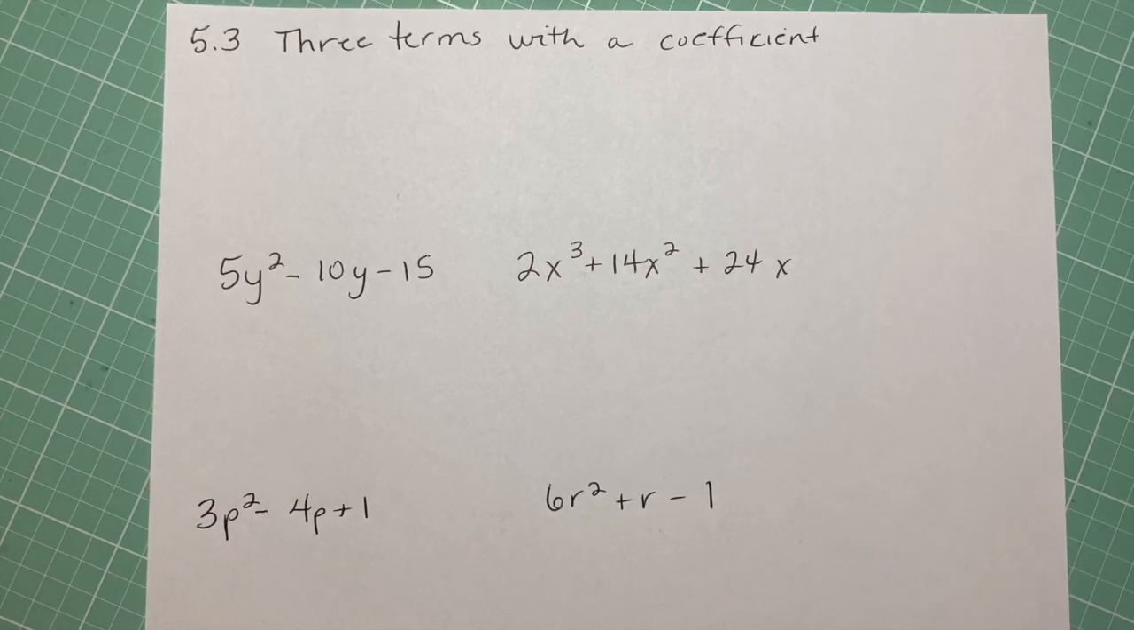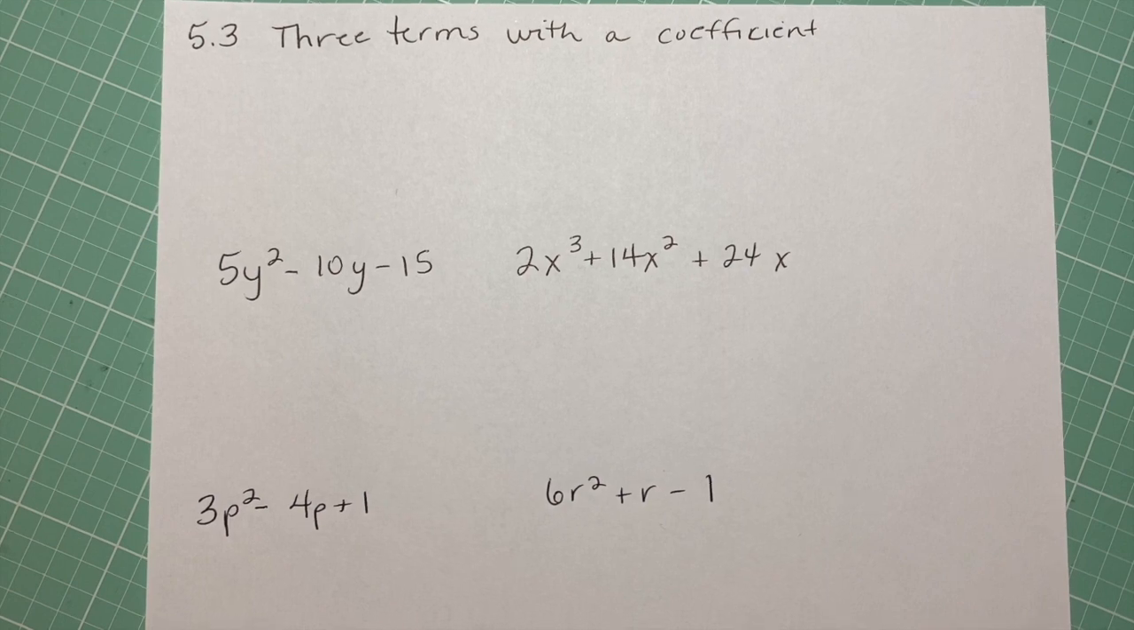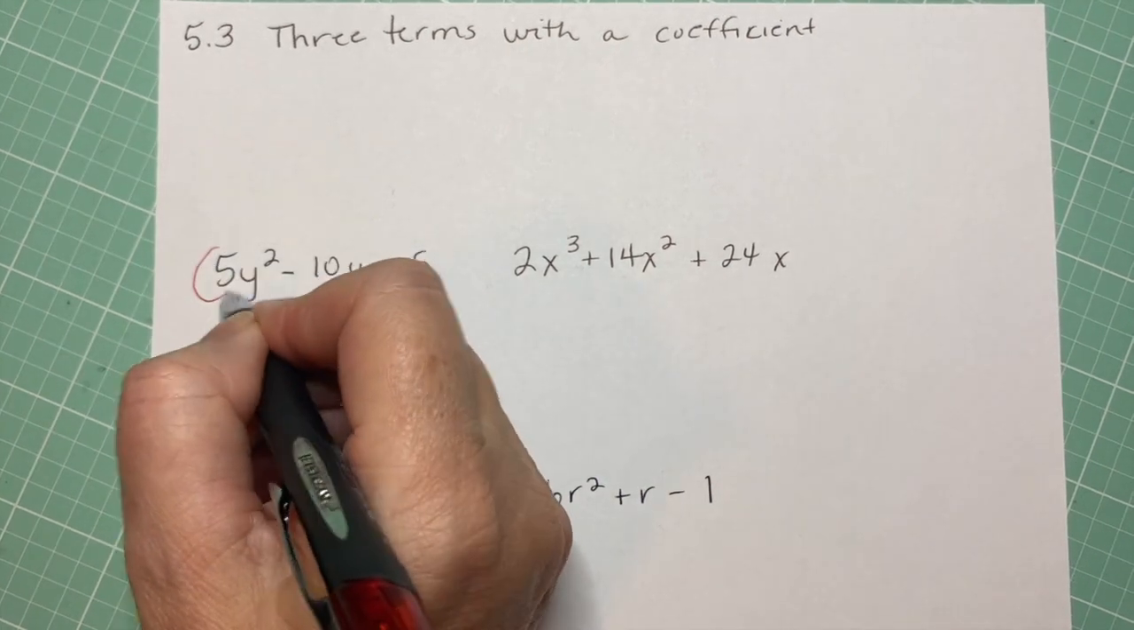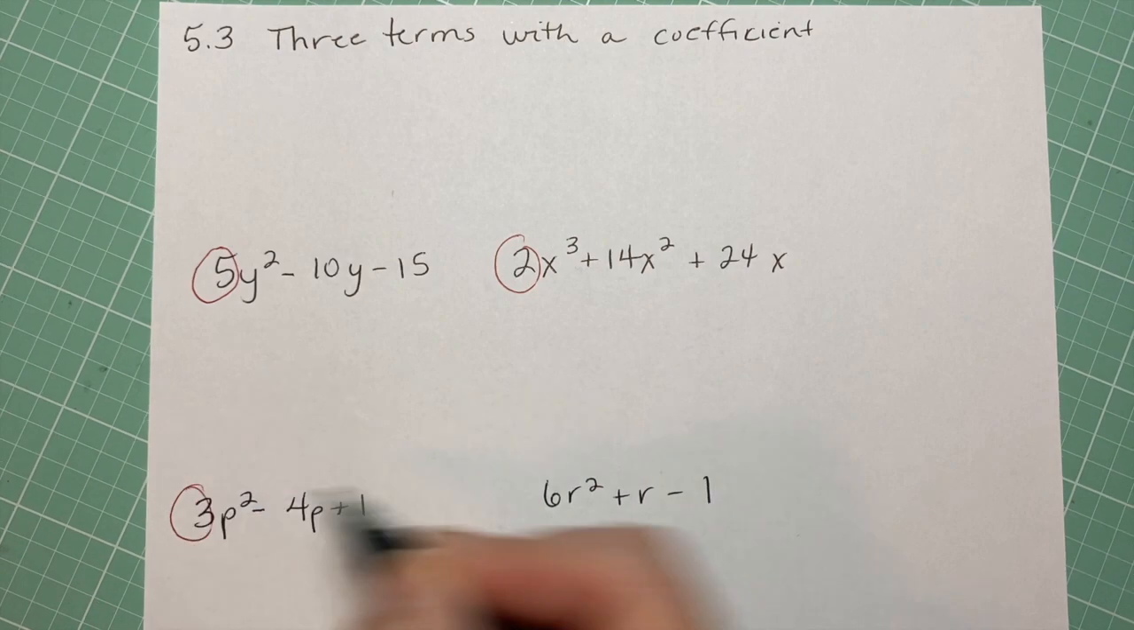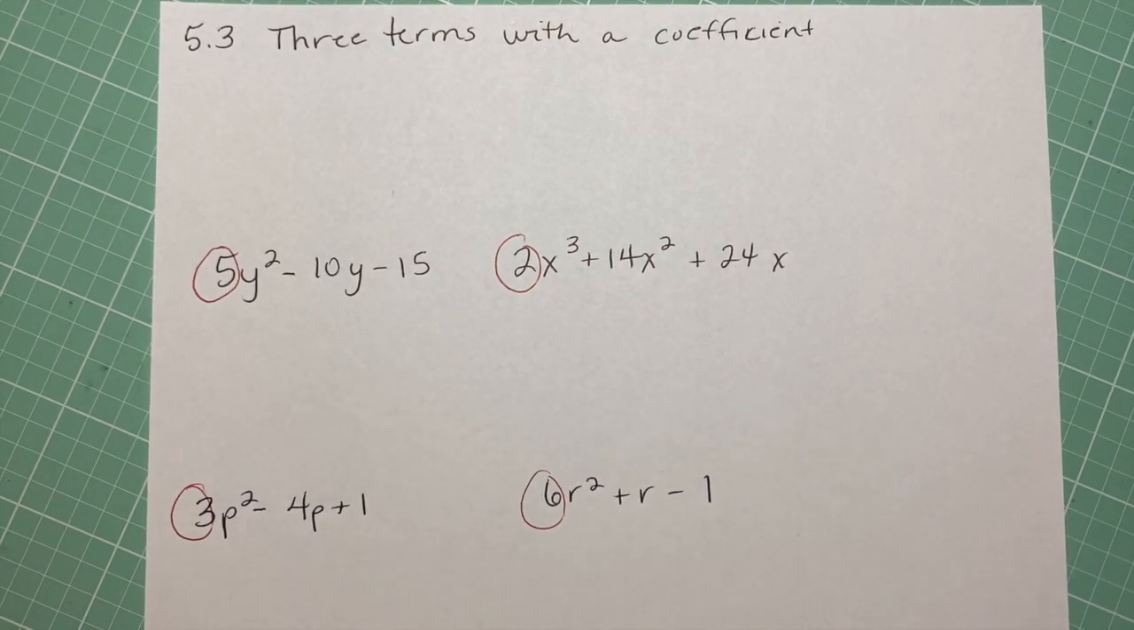Okay, today we're going to look at three terms with a coefficient. So 5.2 didn't have a coefficient. And what I mean by that is all of these today have a number sitting out front. If it has a number in front, then there's two things that can happen, and we're going to show you both of them.